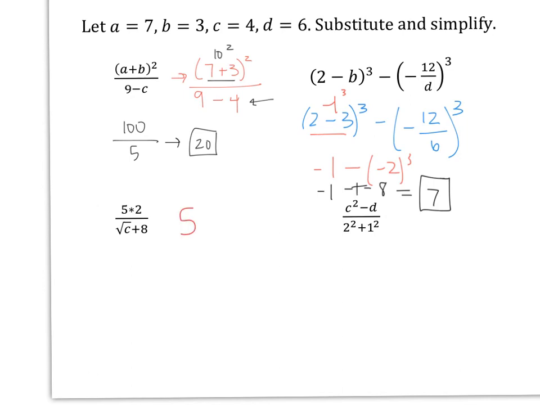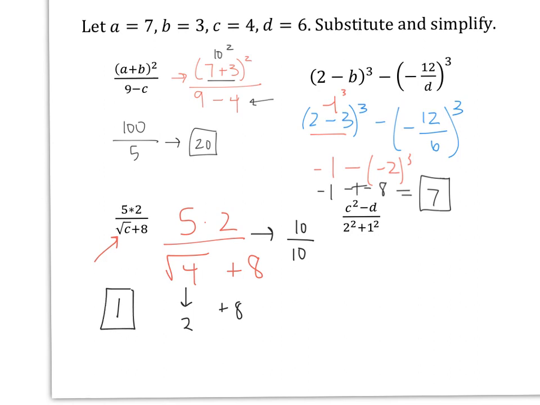I have 5 times 2 divided by the square root of c, which is really 4, plus 8. And if you notice, it's only the square root of c underneath the square root symbol, not with the 8. So let's simplify here. And in the numerator, 5 times 2 is 10. And then the square root of 4 is 2. 2 plus 8 is 10. So 10 divided by 10 is 1. And 1 would be my final answer.